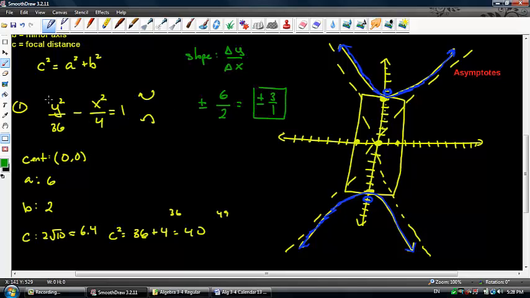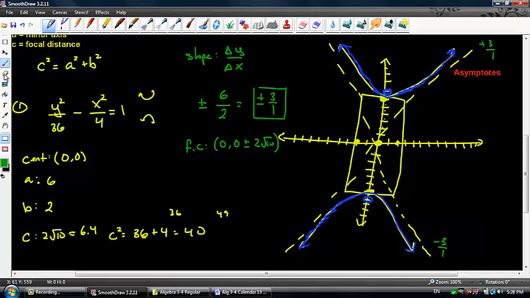Because, again, it's the change in the denominator of y over the change in the denominator of x. So this downward facing line is the negative 3 over 1. The upward facing line is the positive 3 over 1. And you don't need to write these down. I'm just trying to show you what that looks like. And then finally, we need to find the focal coordinates. The focal coordinates are going to be 0, 0 plus or minus 2 radical 10.